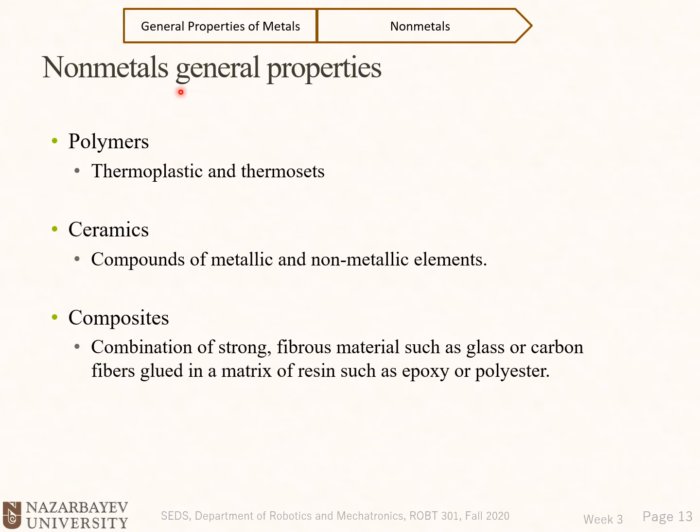We have non-metal general properties in this slide. Polymers would be thermoplastics and thermosets. Ceramics are compounds of metallic and non-metallic elements. And composites are a combination of strong fibrous materials such as glass or carbon fibers glued in a matrix of resins such as epoxy or polyester.